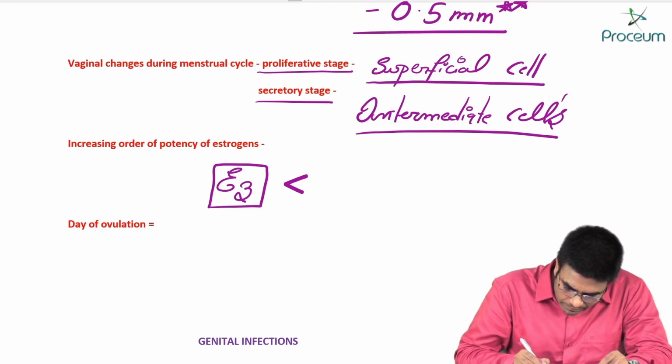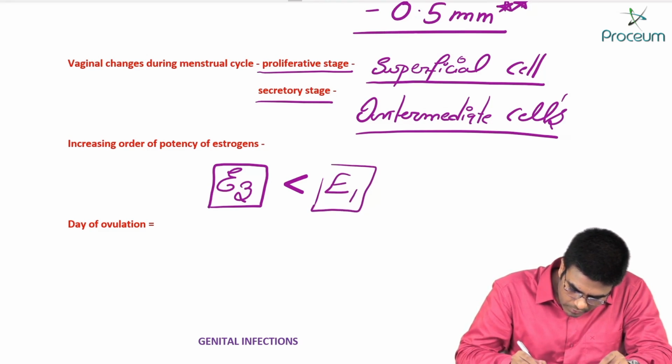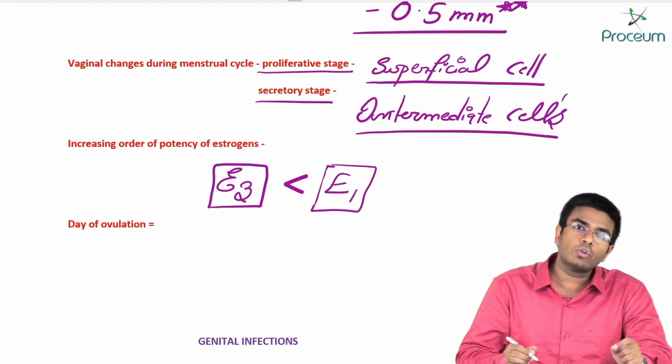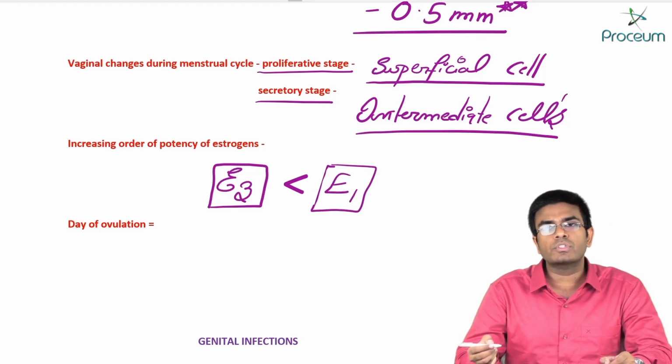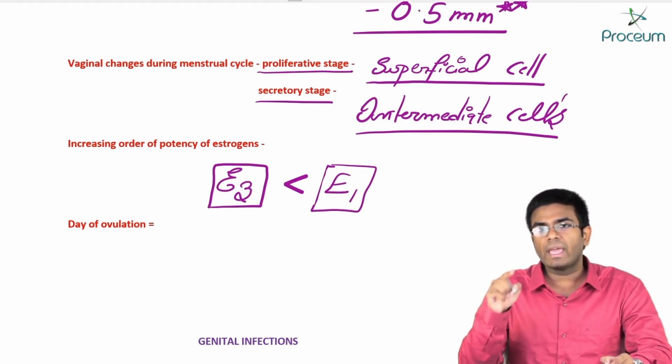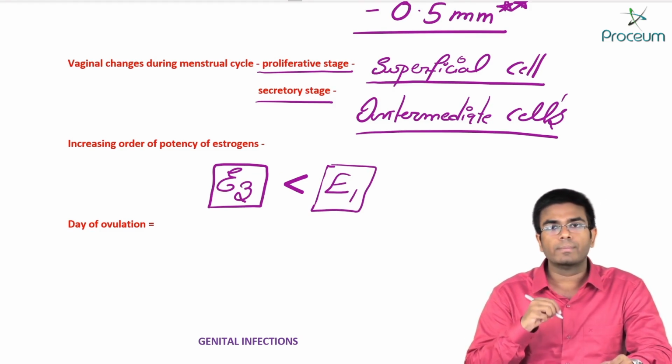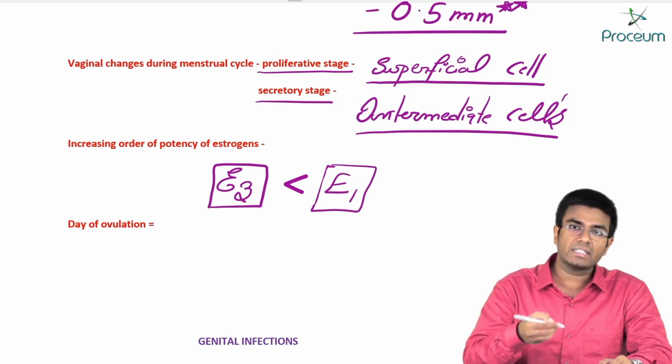After E3, it is E1. Okay, first one is estriol, E3. Next it is E1, estrone. So, estrone is usually produced due to peripheral aromatization. Okay, androgens are getting converted into estrogens, and these estrogens are estrone. We have already seen in the theca interna cells, this is happening because of the enzyme aromatase.